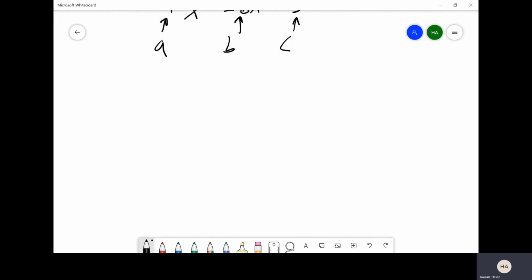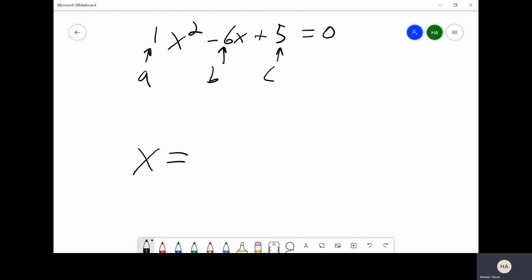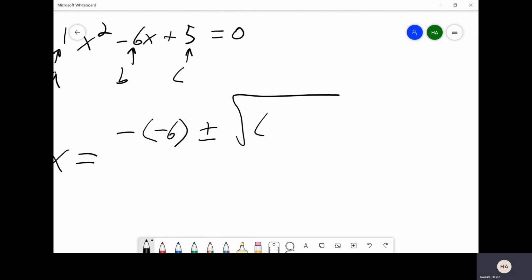So let's rewrite this, but this time we're going to be plugging into our formula. So x is equal to, first thing is negative b, right? So we write the negative, but b is also a negative 6, right? So we have negative 6, plus or minus. b squared is negative 6 squared.